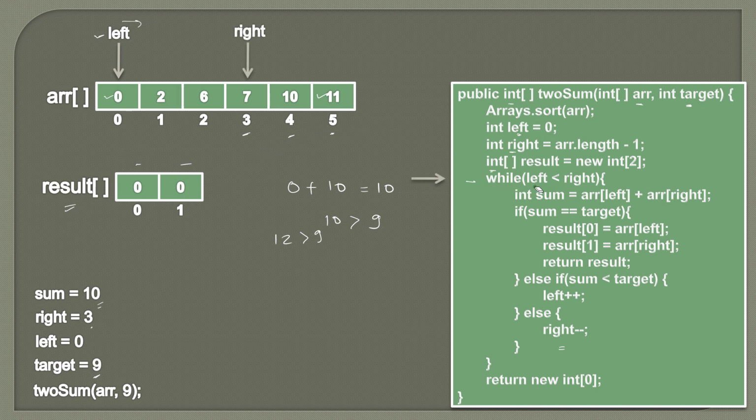We'll again check in the while loop whether left is less than right or not. So left is less than right. We'll again do the sum. So this time it would be 0 plus 7, which will give us value 7. So sum becomes 7. We compare sum with the target. So sum is not equal to target. Now again our else block will be executed.